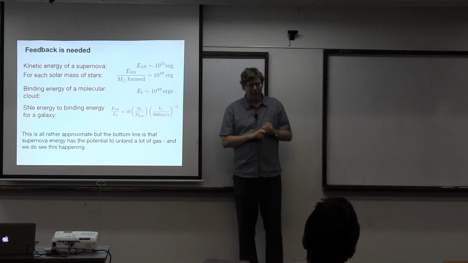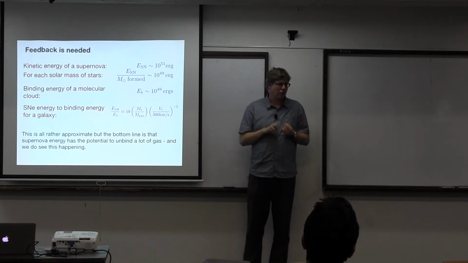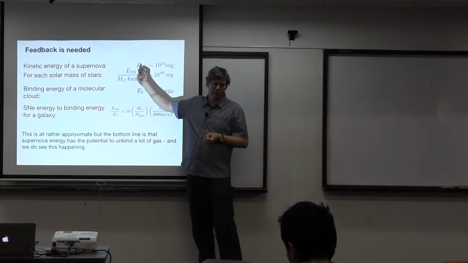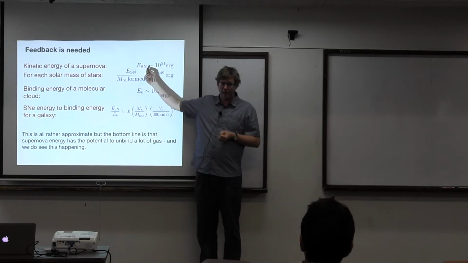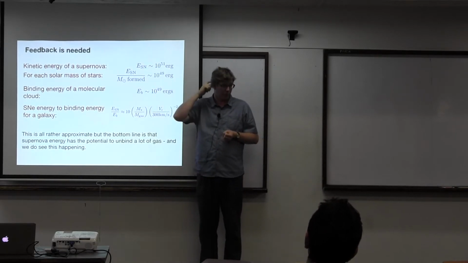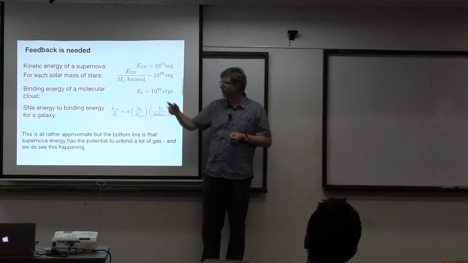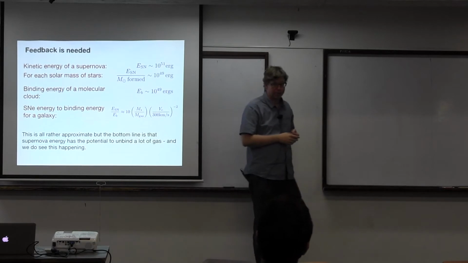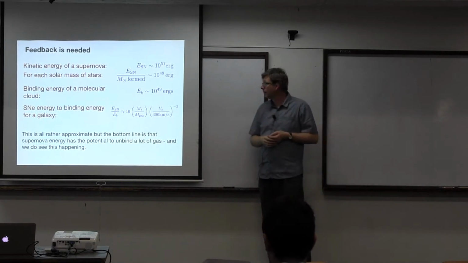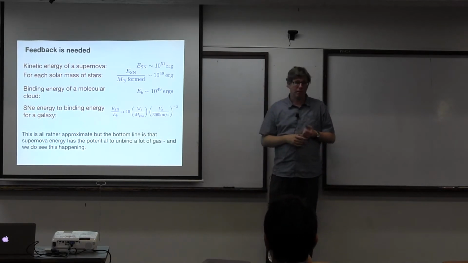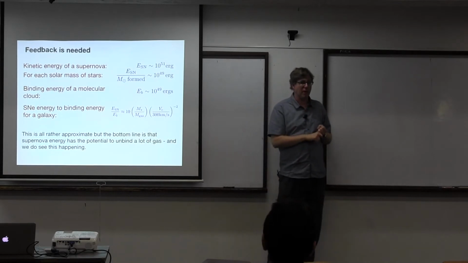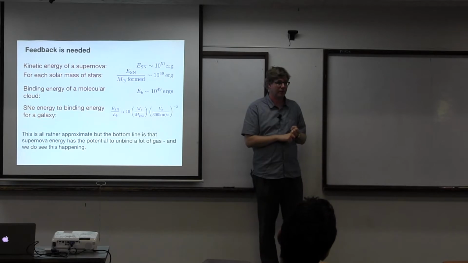So what happens in feedback? Well, it's useful to just consider the units of the amount of energy. The kinetic energy in a supernova explosion is pretty constant for most supernovae. There are a few strange ones, but most supernovae are very constant, around 10 to the 51 erg. Now, by the time you form one supernova, the interesting thing is how much mass have you formed?